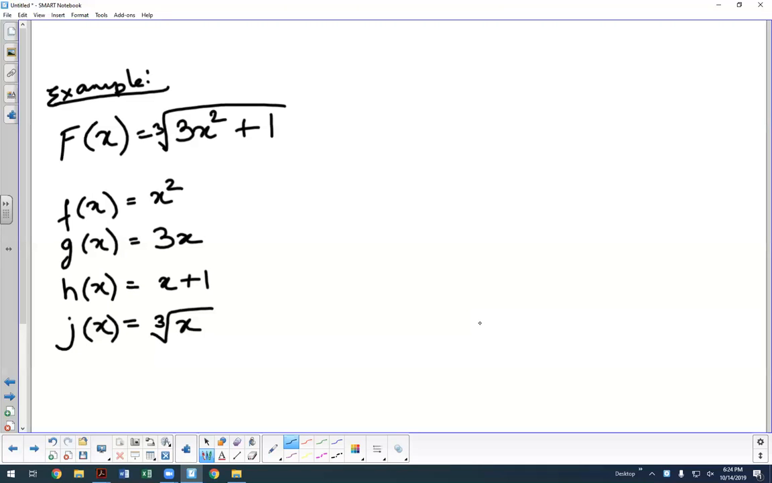So depending on how you define your f, g, h, and j functions, your order might be a little bit different. But the cube root has to be the outermost function. So whichever one you defined as your cube root, that's got to be the outermost, which in my case would be j.